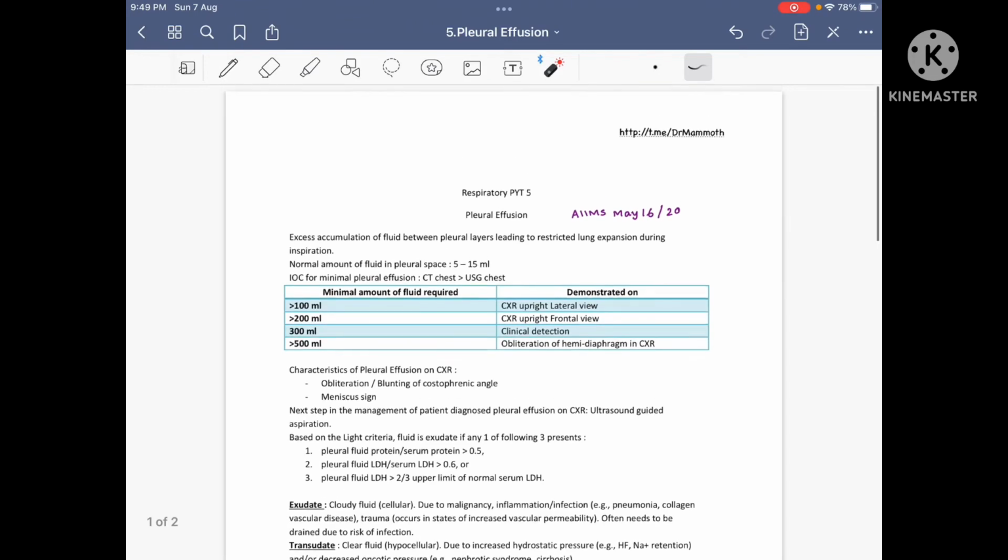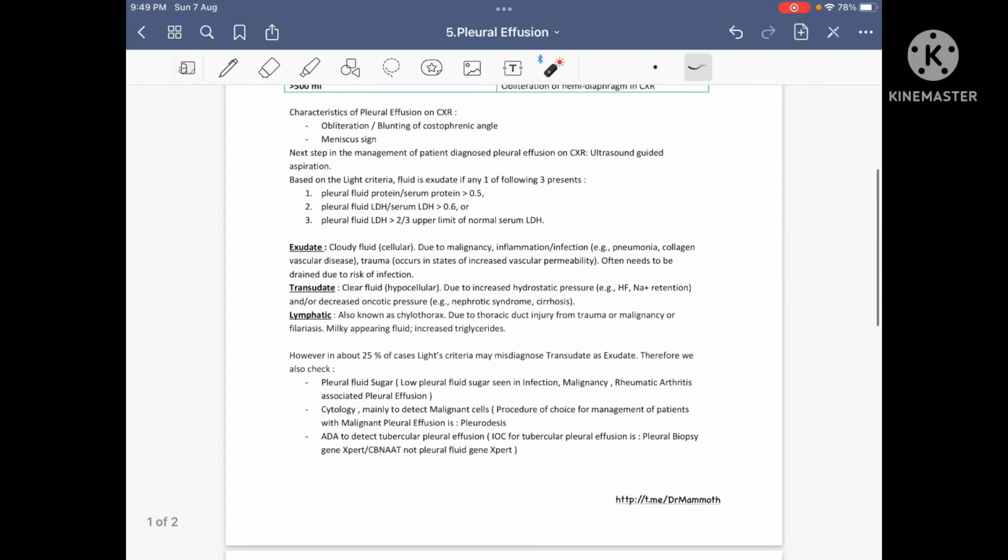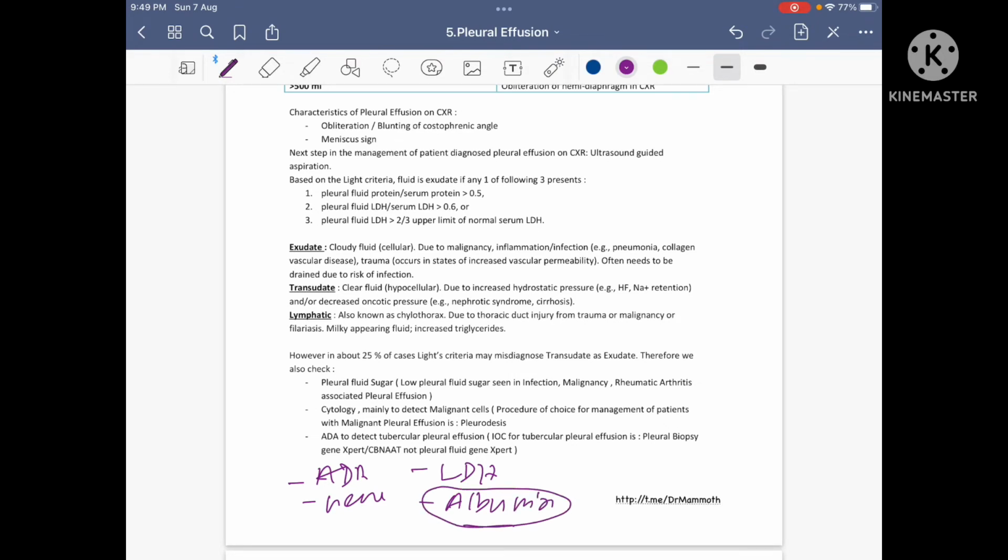In AIIMS May 16, a question was asked: in a suspected case of TB pleural effusion, which of the following tests should you not do? Options were ADA, GeneXpert, LDH, and albumin. Answer will be albumin. Albumin is not done. ADA is done to detect tubercular pleural effusion.